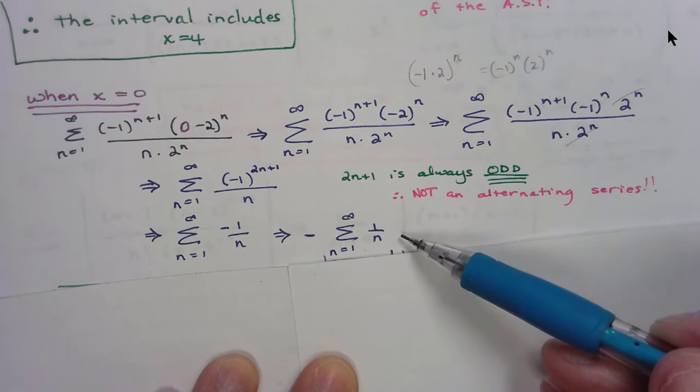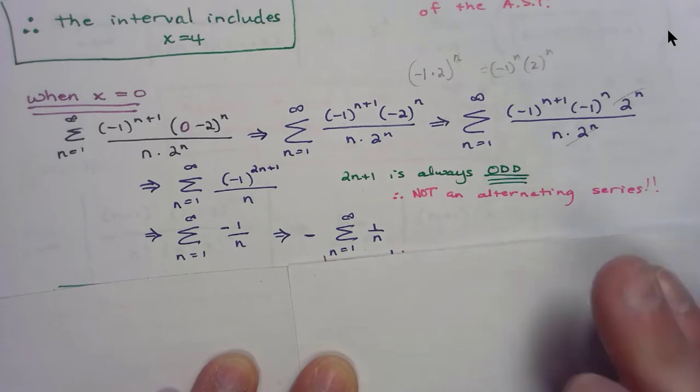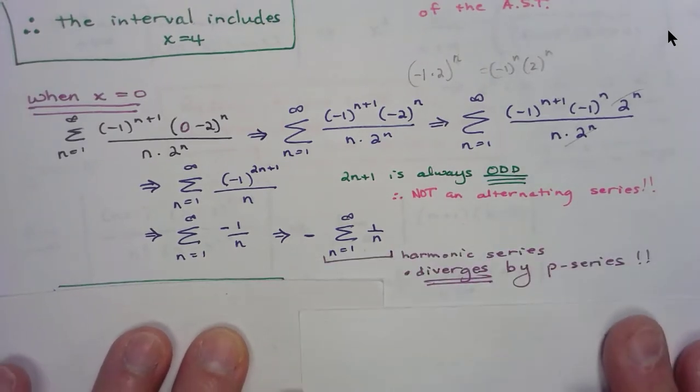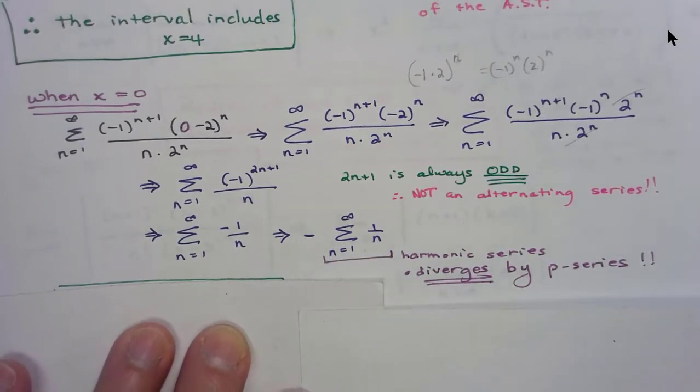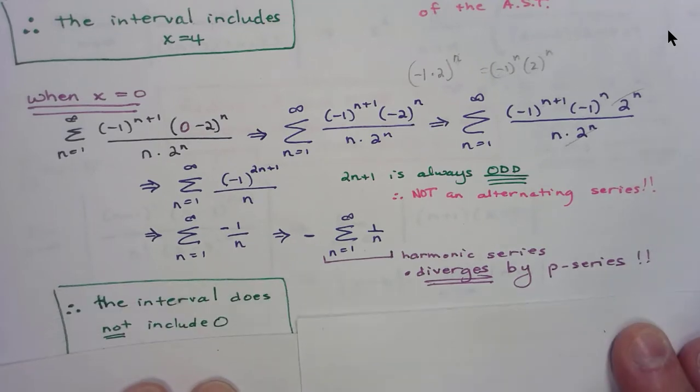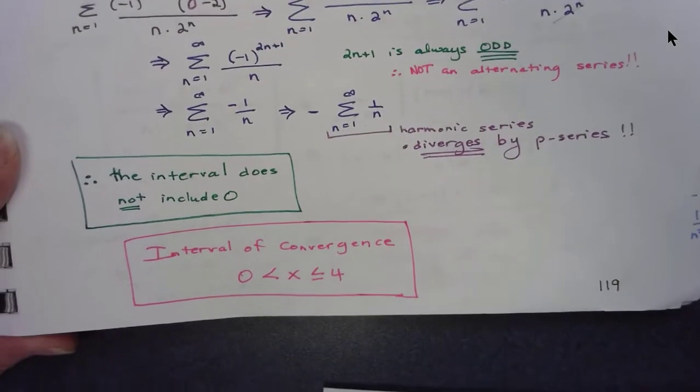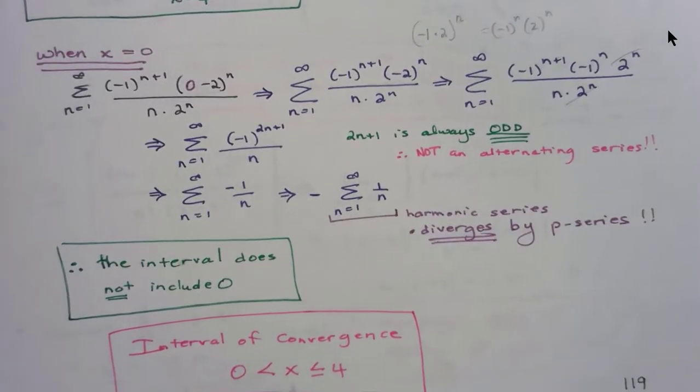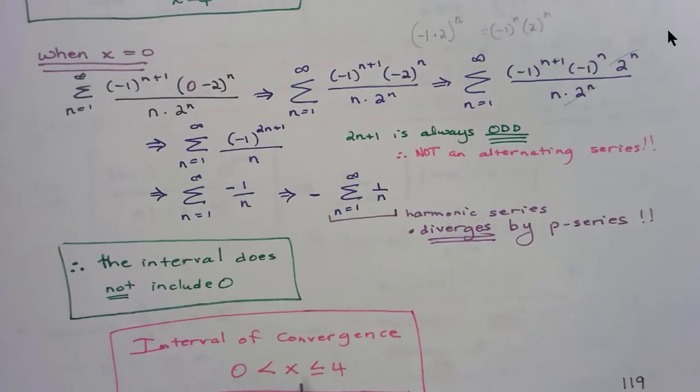What do we know about this? This is a harmonic series. We know it's a p series where p equals 1, so it diverges. So my interval of convergence for this series does not include 0. So the interval of convergence for this series is x greater than 0, less than or equal to 4.